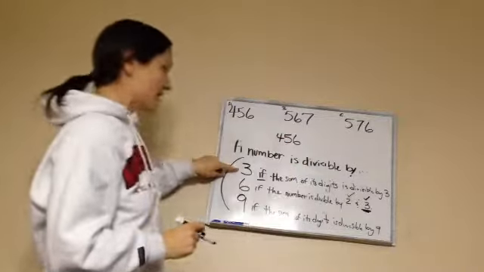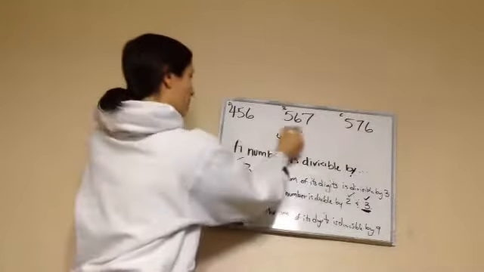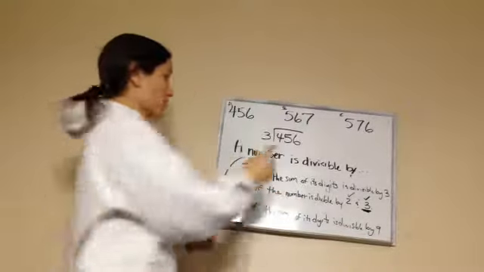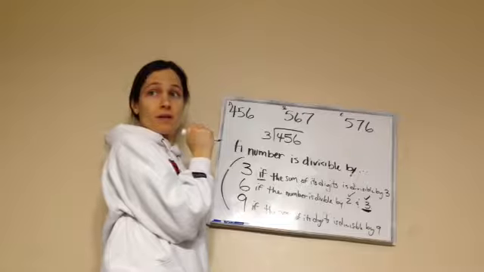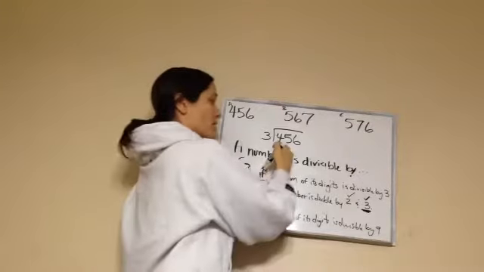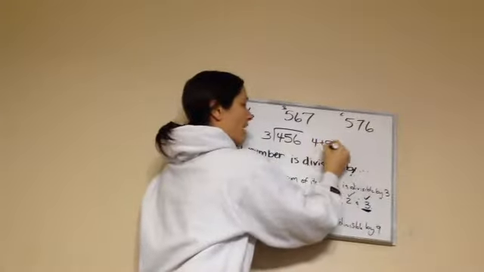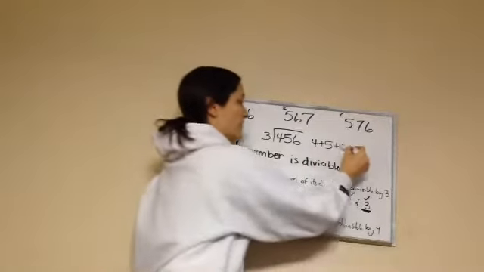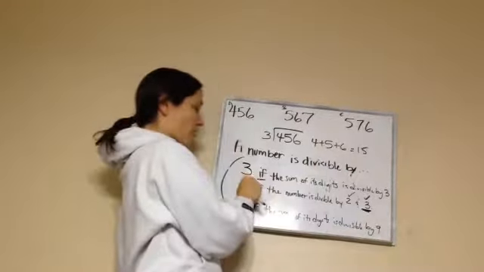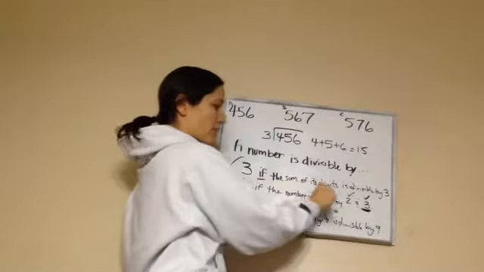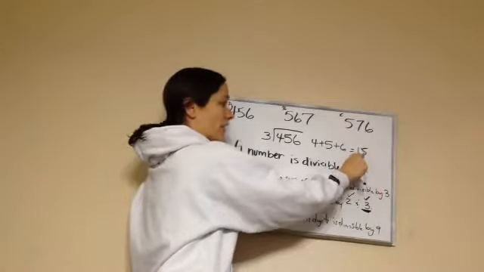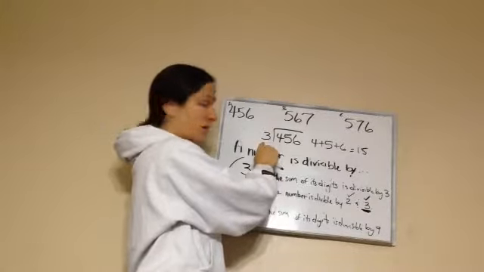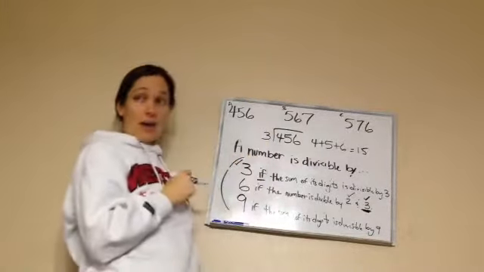456. Is it divisible by 3? Okay, how would I figure this out? Do you remember the rule? Add them up. Okay, so what do I add up? Oh, all 3 of them. So I'm going to add up 4 plus 5 plus 6. And what does that equal? 15. Okay, so a number is divisible by 3 if the sum of its digits is divisible by 3. Is 15 divisible by 3? Yes. So I'm going to put a check mark saying that one works.